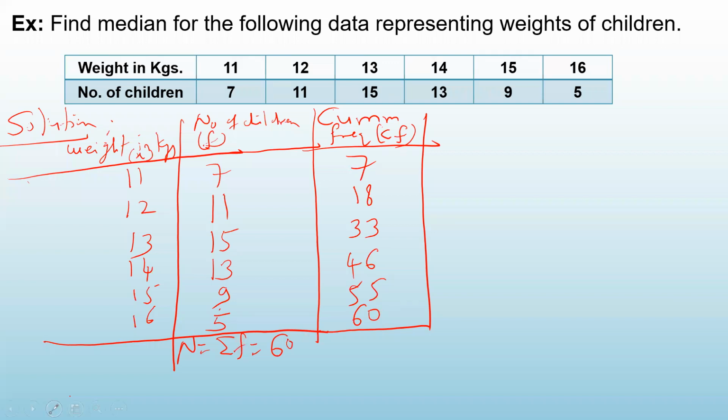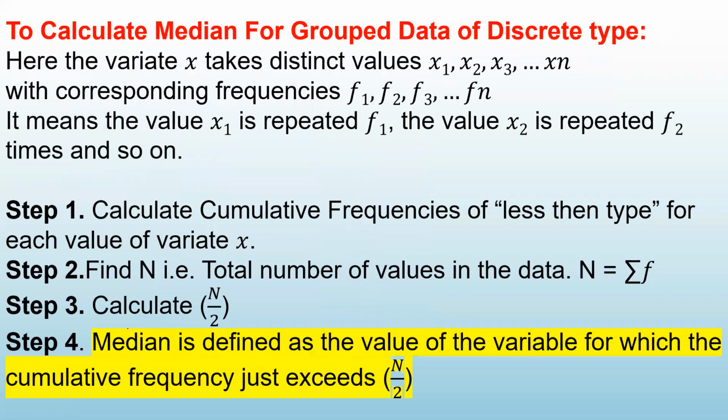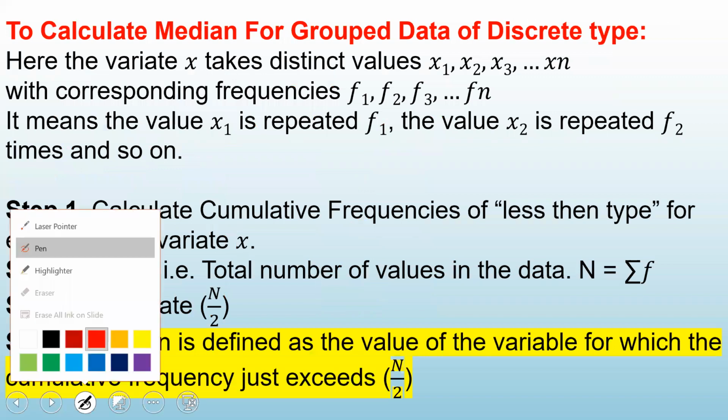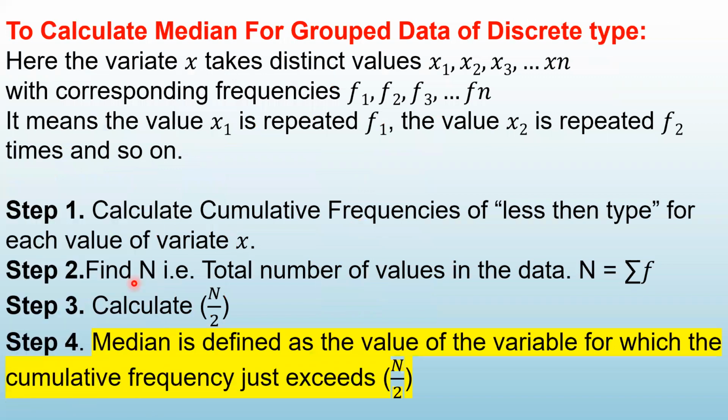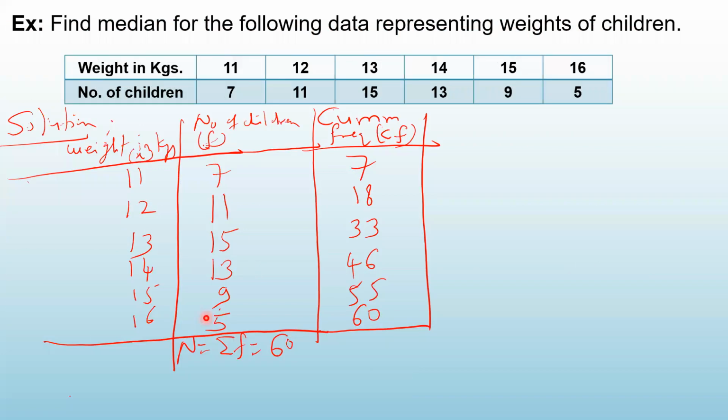Now what you have to do? Third step. Look at the third step. What is the third step? Calculate n by 2. So the first two steps we have done. Calculate n upon 2. So n we have calculated as 60.